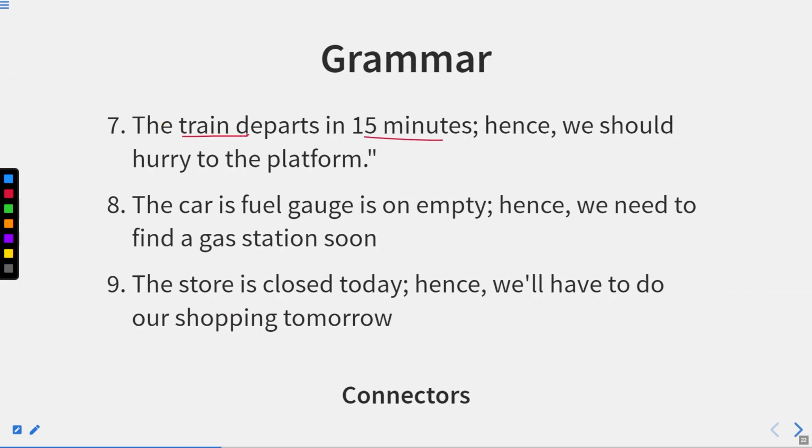The train departs in 15 minutes. So this is the information given to us. Hence, we should hurry to the platform. So this is the conclusion that we need to do now.